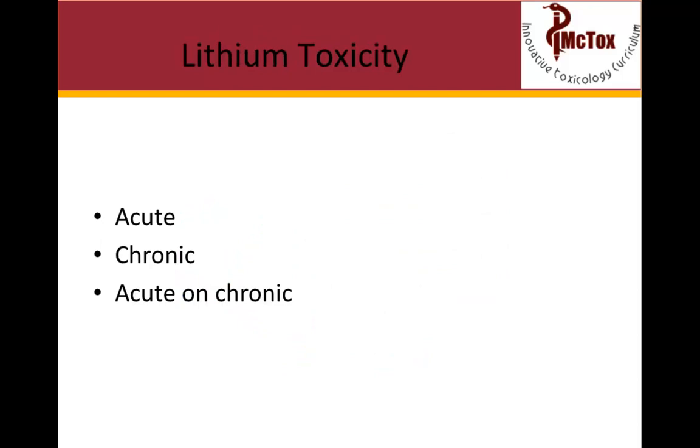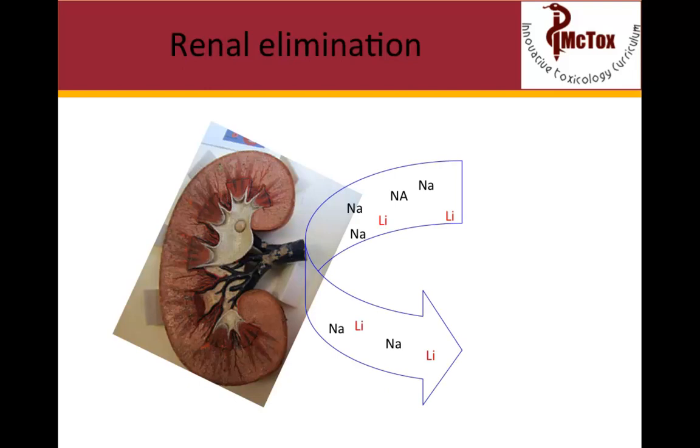Based on the body burden, lithium toxicity is classified into 3 types: acute, chronic, and acute on chronic. Now let's talk about the relationship between lithium and the kidneys with regards to its elimination and reabsorption. Lithium is mainly eliminated by the kidneys, and this elimination depends on GFR. Any cause that decreases the GFR will lead to decreased lithium elimination.